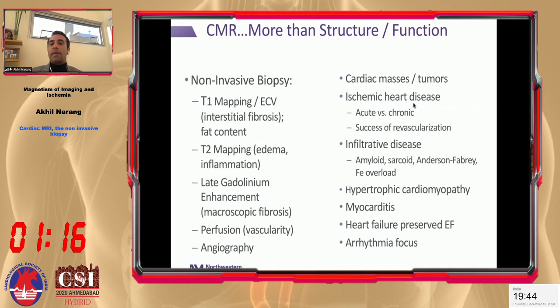We can look at ischemic heart disease. We talked a little bit about determining if there's acute or chronic ischemia. We can predict the success of revascularization. And of course, we can look at infiltrative heart disease, amyloid, sarcoid, Anderson-Fabry disease, iron overload. We can diagnose hypertrophic cardiomyopathy, myocarditis, heart failure with preserved ejection fraction, and arrhythmias.